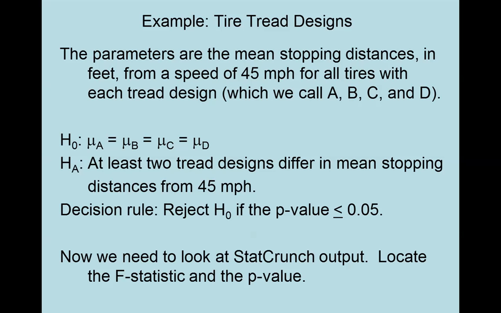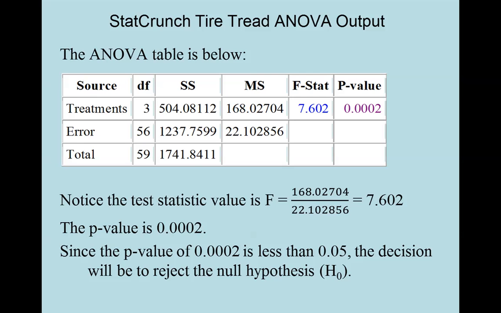Your decision rule is sort of your standard form: reject the null hypothesis if the p-value is less than or equal to 0.05. And then we need to look at the StatCrunch output, and we're going to locate the F statistic and the p-value on the next slide. So if you were given the ANOVA table here, what you've got to find is the F statistic.